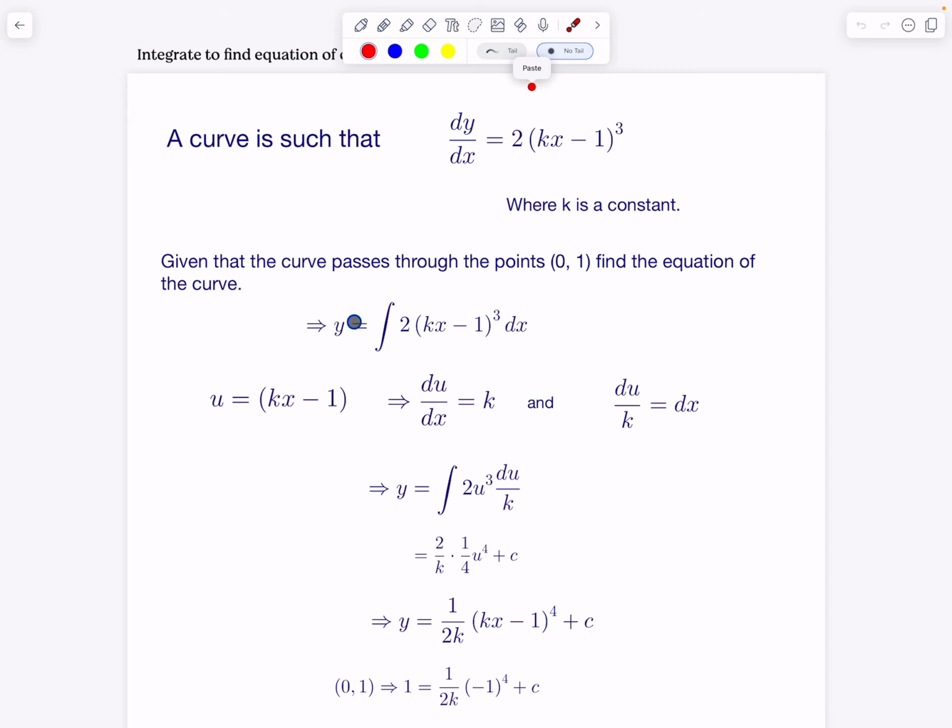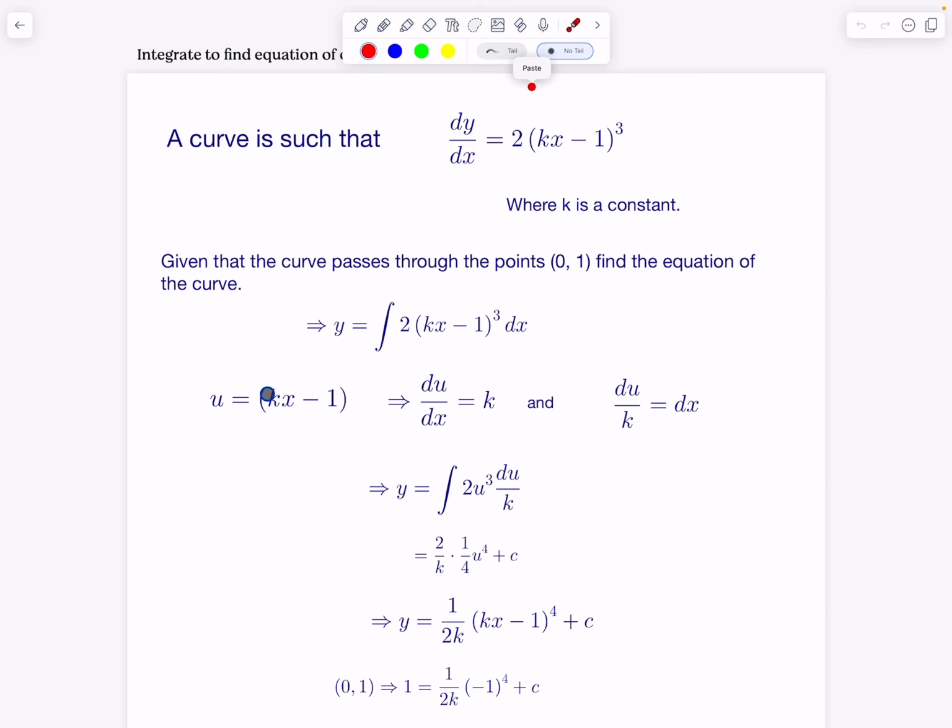So basically, what you've got is that you want to find y, which is the integral of 2(kx - 1)^3 dx. Now, there are two ways of doing this. The first way, which I haven't shown you here, is to look at kx - 1 and expand it: (kx - 1)(kx - 1)(kx - 1), so that you get a cubic expansion, and then you could integrate each term. What I'm going to show you here is what happens if you use integration by substitution.